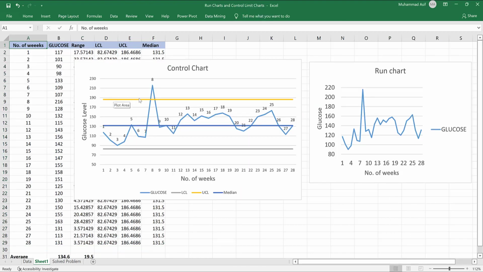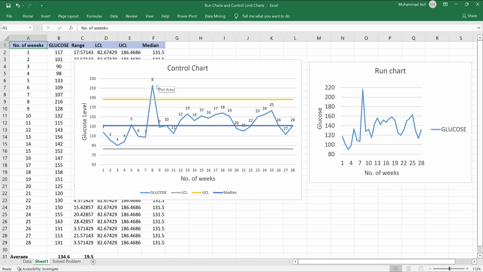And when you look at this chart, it shows that this is our center line, that's called the median line. This is the upper control limit, this is the lower control limit, and this is our data line. Now it shows that in general data points are oscillating around the median line, except at one point, point number 8, where it seems to be out of control. And if we look at 8, that's 216, that's really an abnormal value, much higher than the others, also much higher than the average value.